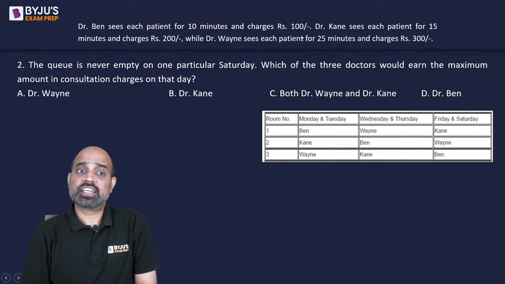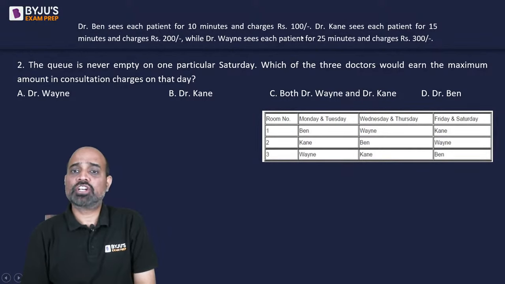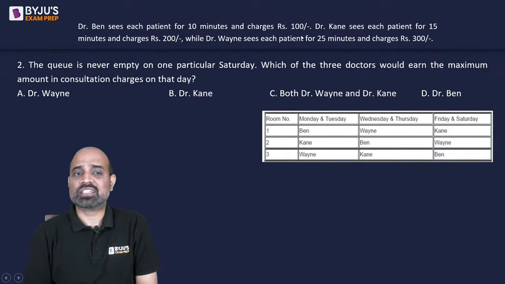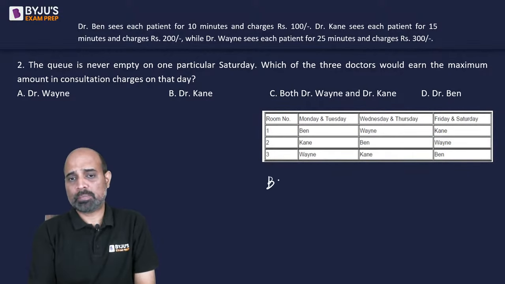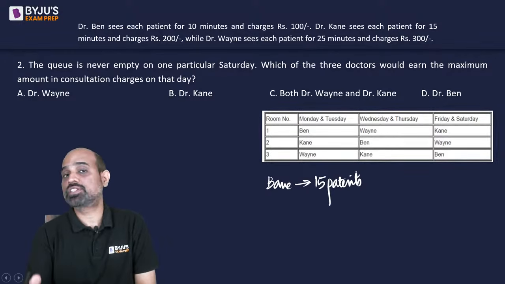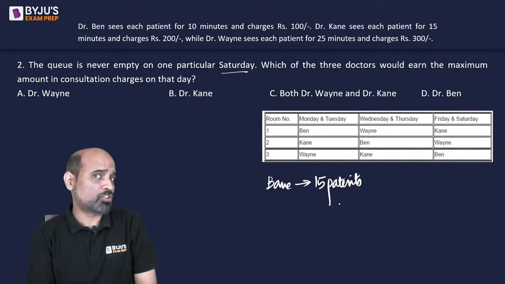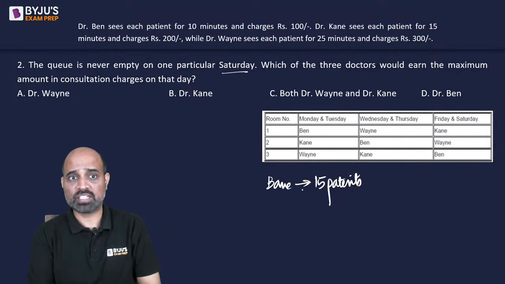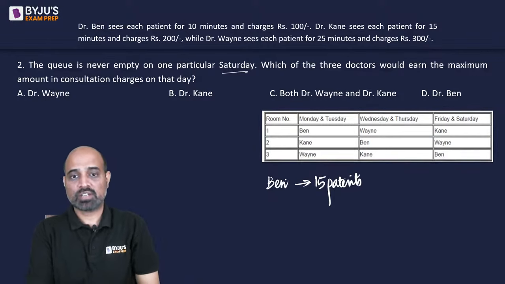The second question is, the queue is never empty on one particular Saturday. Which of the 3 doctors would earn the maximum amount in consultation charges on that day? We have just seen that Dr. Ben sees a total of 15 patients on any day, whether it is Monday, Tuesday, Wednesday, Thursday, Friday or Saturday. Since they're talking about Saturday, the number of patients that Dr. Ben is going to see is not going to change, right?